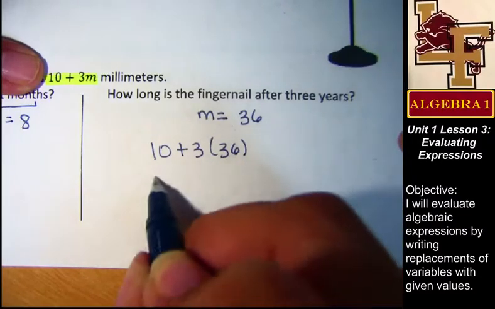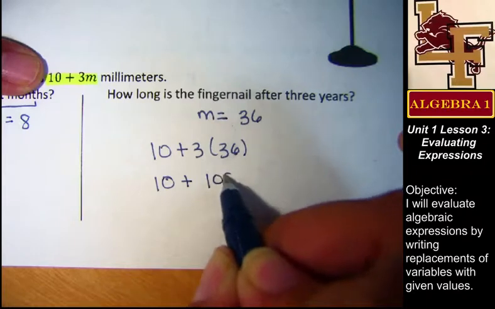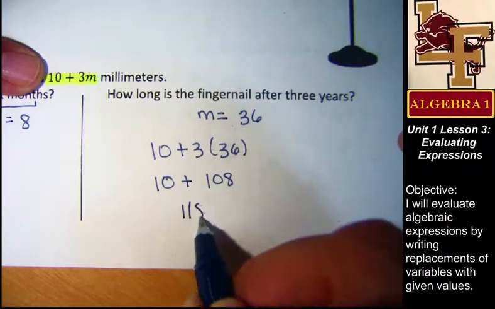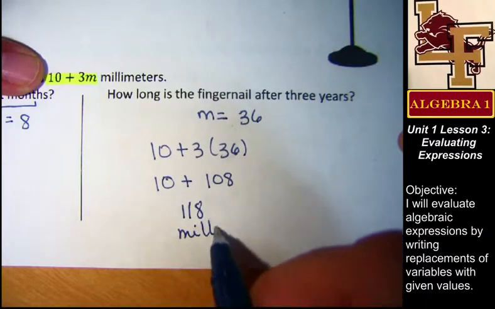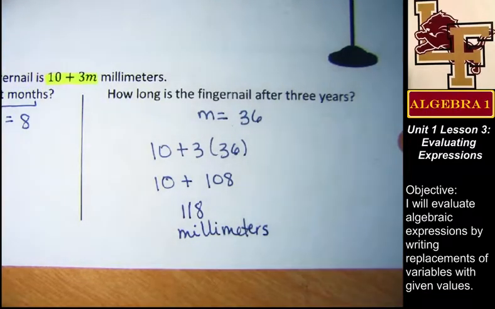What is 3 times 36? 108. And then I'm going to add 10 to it. So after 3 years, my fingernails would be 118 millimeters long. That's really long, right? All right, let's figure out exactly how long that is.